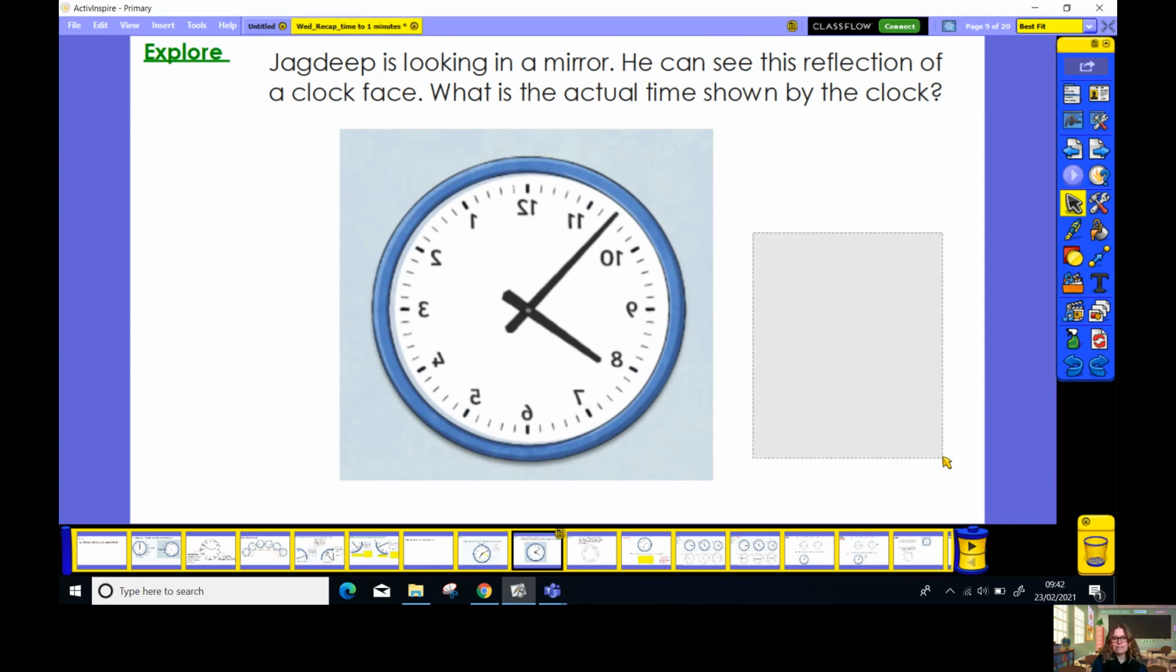Now, it is obviously back to front, isn't it? So I want to know what the time would be if I was to look at a mirror. You could get a mirror and have a look at it now and see if you can work it out. Now I know it is not past the hour, it would be the opposite. So I know it would be 5, 6, 7 minutes to 8. Let's have a see if I'm right. It is 7 minutes to 8.